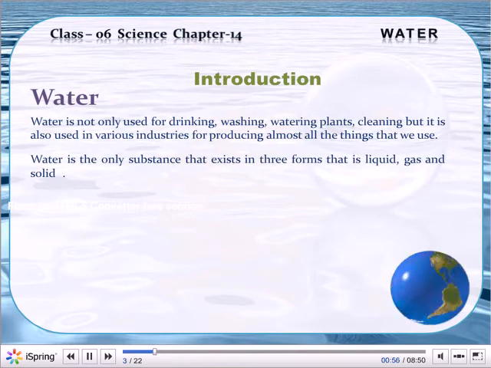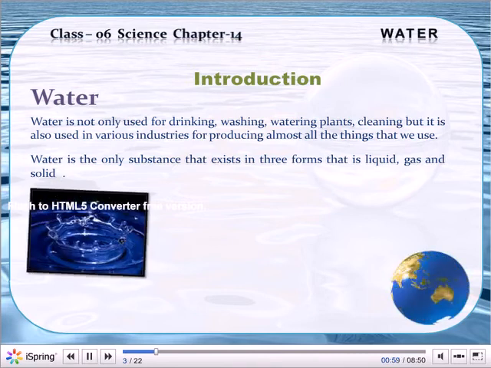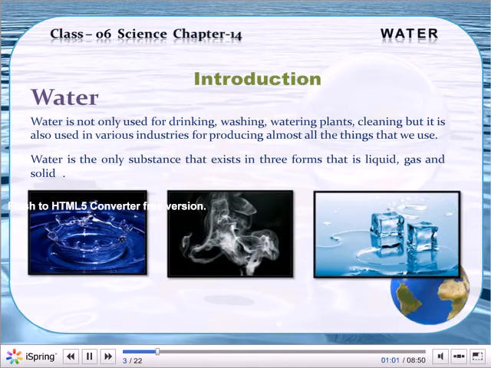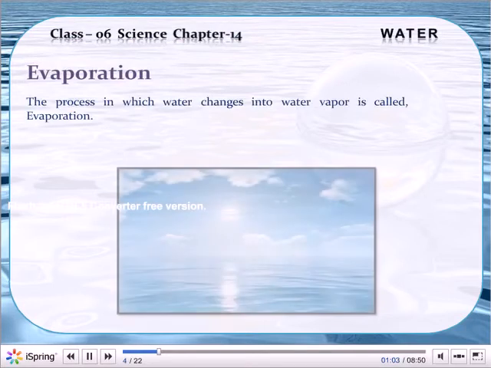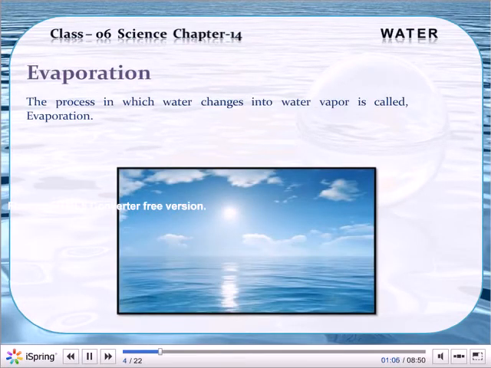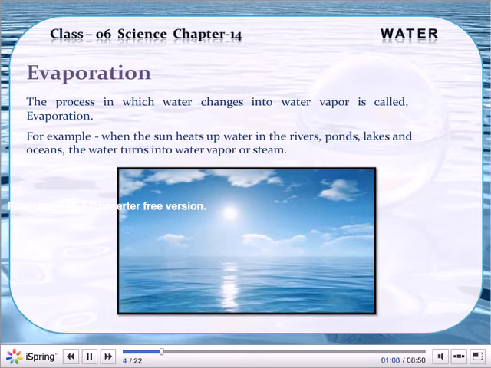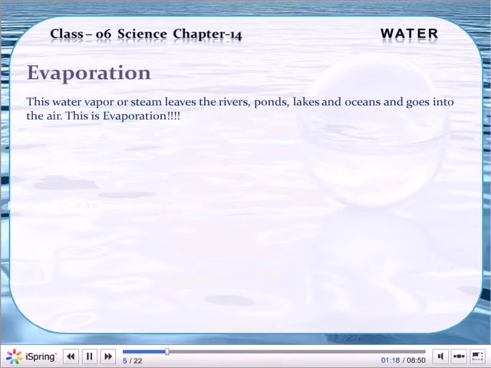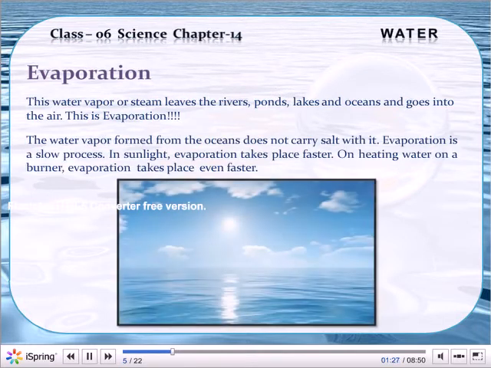Water is the only substance that exists in 3 forms, that is liquid, gas, and solid. Evaporation. The process in which water changes into water vapor is called evaporation. For example, when the sun heats up water in the rivers, ponds, lakes, and oceans, the water turns into water vapor or steam. This water vapor or steam leaves the rivers, ponds, lakes, and oceans and goes into the air. This is evaporation. The water vapor formed from the oceans does not carry salt with it.